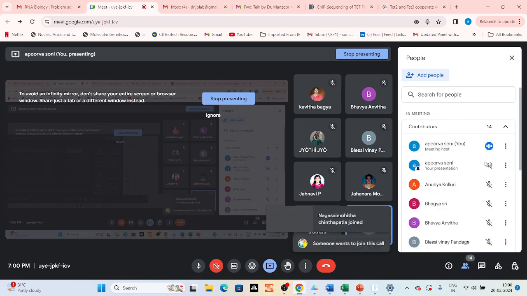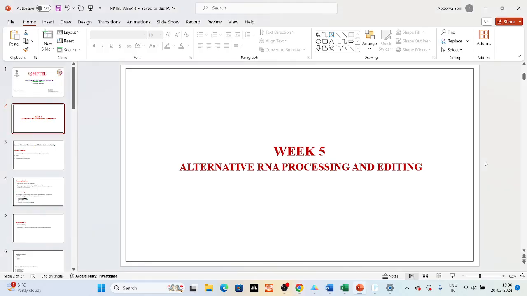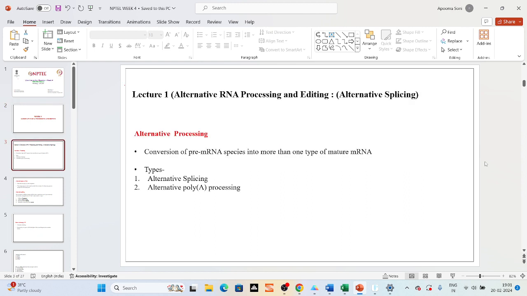Now in this week, it is about some alternative RNA processing and editing events that take place. Apart from the ones that are already known, such as poly-A-tailing, splicing, capping, and methylation, there are some other RNA processing events that take place. What those are, how they help the mRNA, and why they are needed, that is all we are going to see in today's lecture. So the first lecture is about alternative splicing.